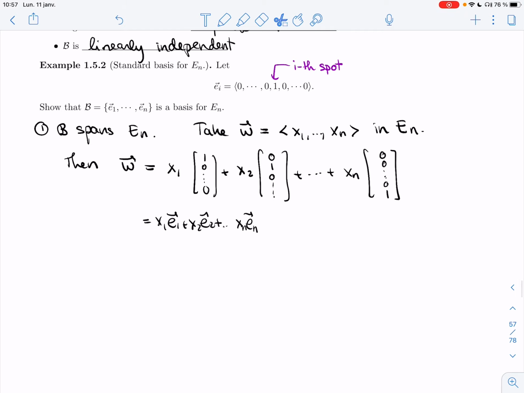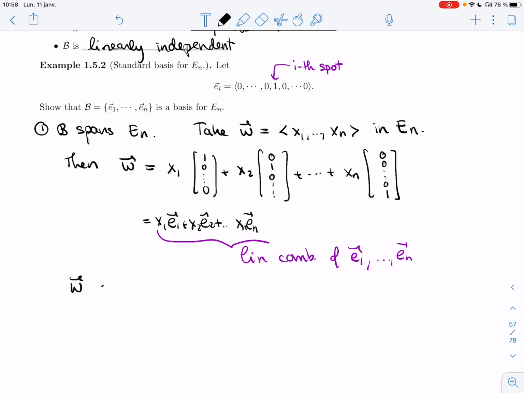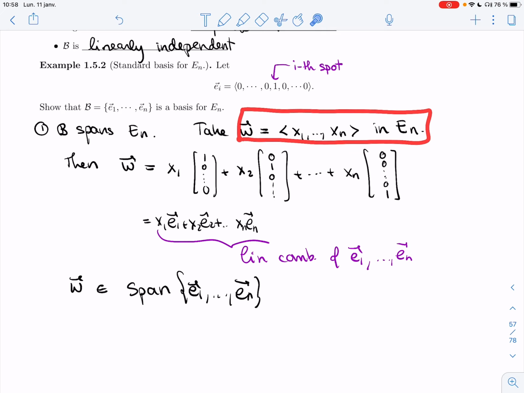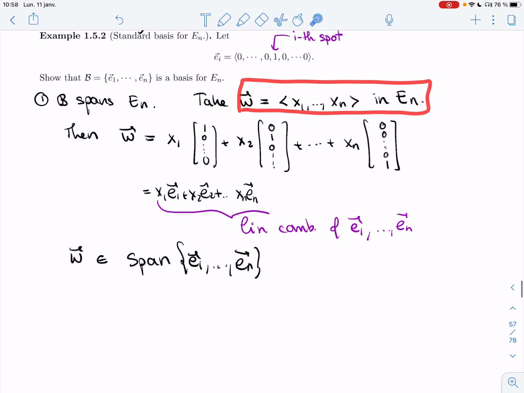All right, so I managed to write w as a linear combination of my generators. So this is a linear combination of e_1 through e_n, and so that means that w is in the span of e_1 through e_n. But that's true, it was a random element, right? I didn't pick it to be special in any way. So any element of R^n is also in the span of B.